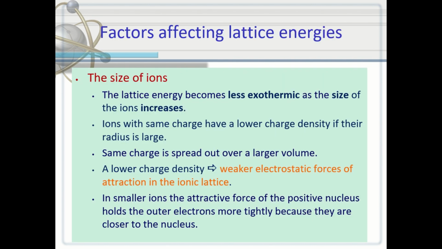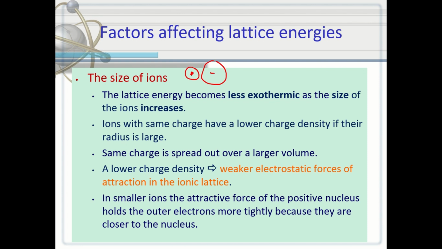So what are the factors that are affecting these lattice energies, making some of them more exothermic and some of them less exothermic? We are going to look at 2 factors here. The first one will be the size of the ions. Lattice energy will become less exothermic when the size of ions increases. When cations and anions are bonded together, the positive protons in the nucleus of the cations are attracting the electrons from the anion.